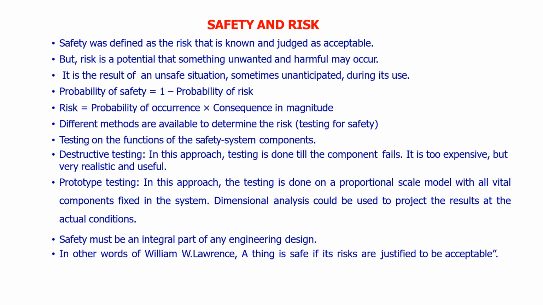So safety is defined as the risk that is known and judged as acceptable. Knowingly, the risk may occur if we commit to the new task. At the same time, we have to take precautionary measures against the risk that will prevail if we continue the project. That is called safety. The probability of safety can be mathematically defined as 1 minus the probability of risk. Risk is the probability of occurrence multiplied by the consequence in magnitude.